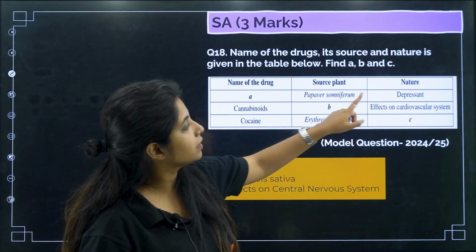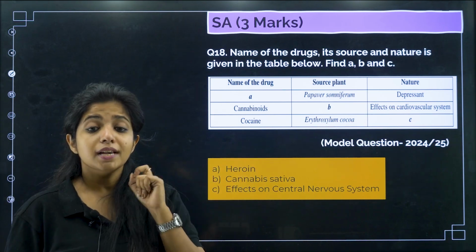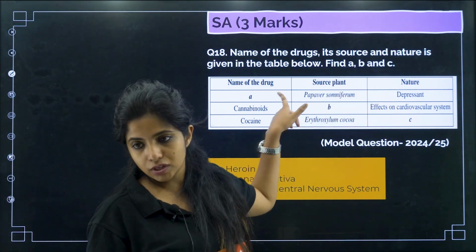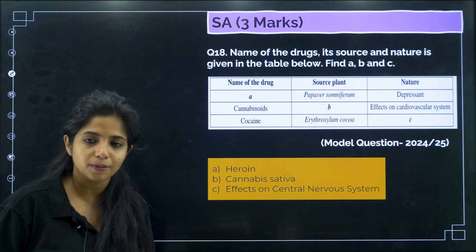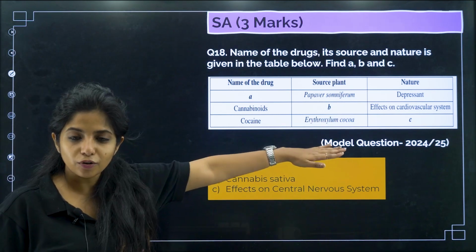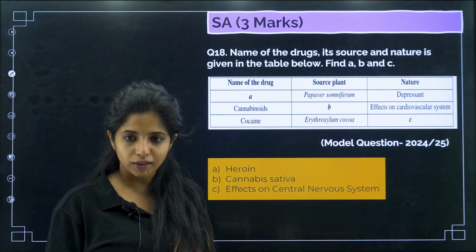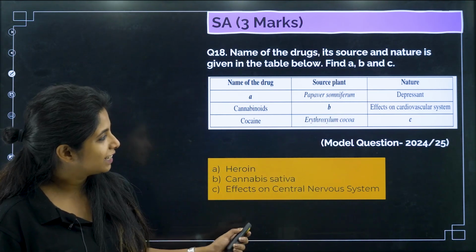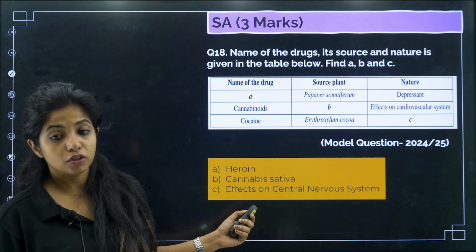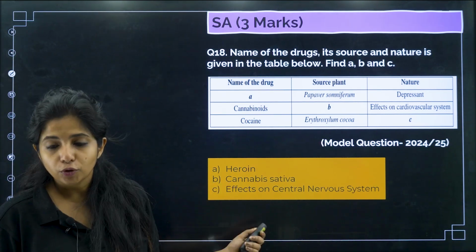And then the nature is, it affects your central nervous system just like them. There it is acting as a depressant. Over here, you remember, it is a happy one. But that does not mean you should be having it. So this is a model question, so you have to be really careful over here. Go through it once more.